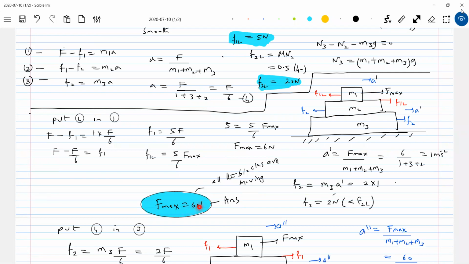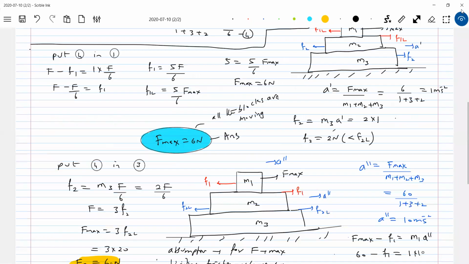To check whether you are right or wrong, where you assume static friction acts, you have to check it. Is it really that F2 is less than limiting? If F2 is less than limiting, then what you assumed is right. But if the friction acting is more than limiting, then the assumption is wrong. This is what happened here.